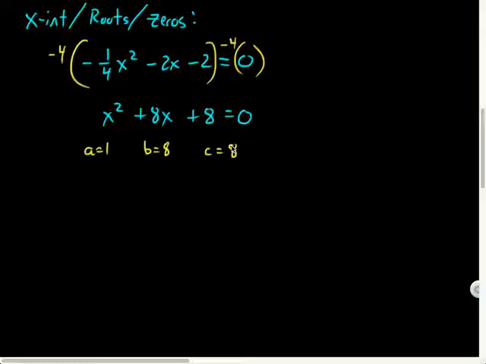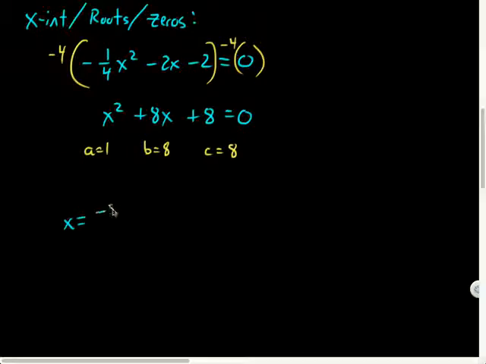Technically, they didn't ask for the x-intercepts. You could have skipped this part of it. But we'll do it out here. You could have used the quadratic formula with a equals negative a quarter, b equals negative 2, and c equals negative 2. It just would have been really ugly to do that. So it's much nicer to work with this simplified version of it.